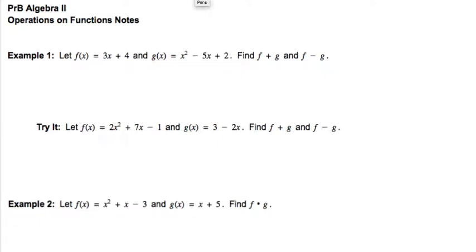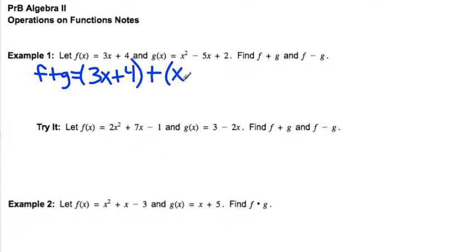We have f of x is 3x plus 4 and g of x is x squared minus 5x plus 2. We are supposed to find f plus g, so adding those and also subtracting them. So I'm going to rewrite, first I'm going to do f plus g right here. So function f is 3x plus 4, and I want to add that to function g, which is x squared minus 5x plus 2.